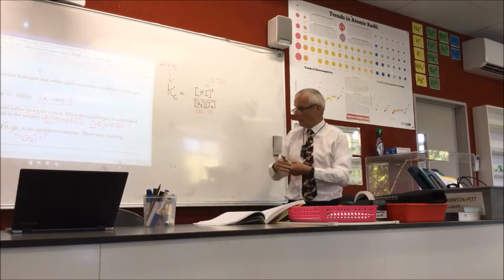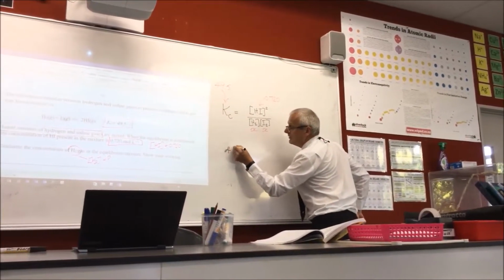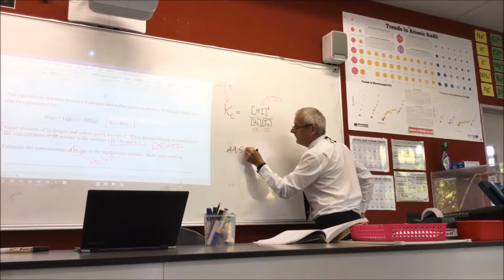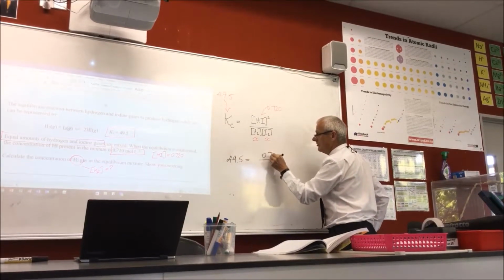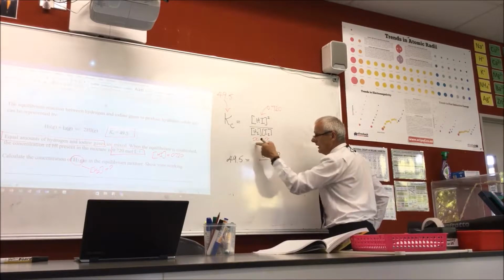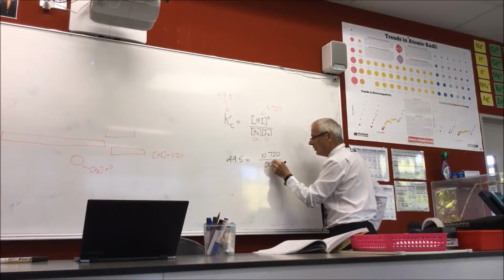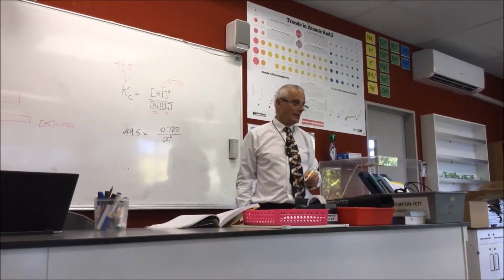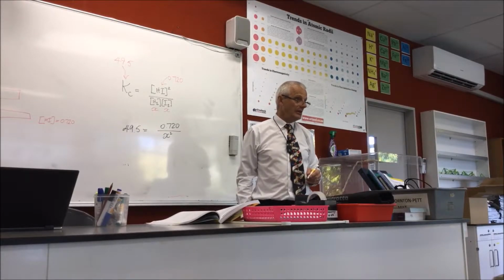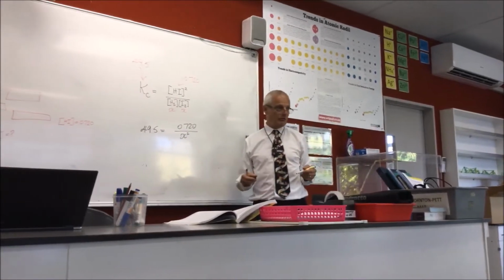So what I'm going to do now is write that exactly as it should be. 49.5 is equal to 0.72 over x times x, which is x squared. Now, when it says amounts, is that the same as concentration? Yes, in this case it's the same as concentrations, because it's in a closed and enclosed vessel.